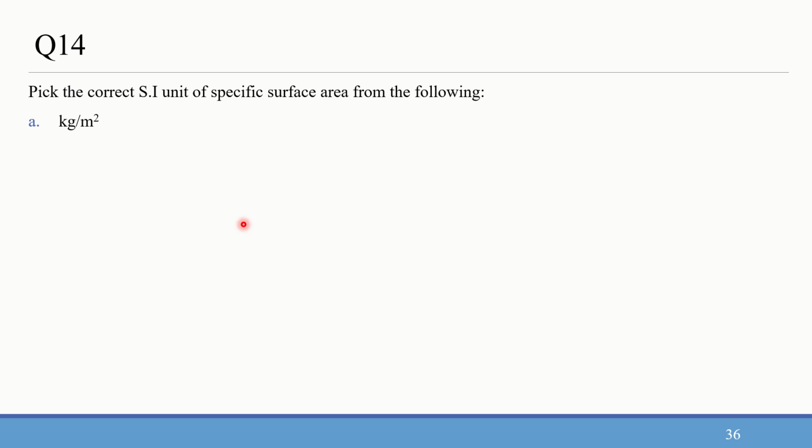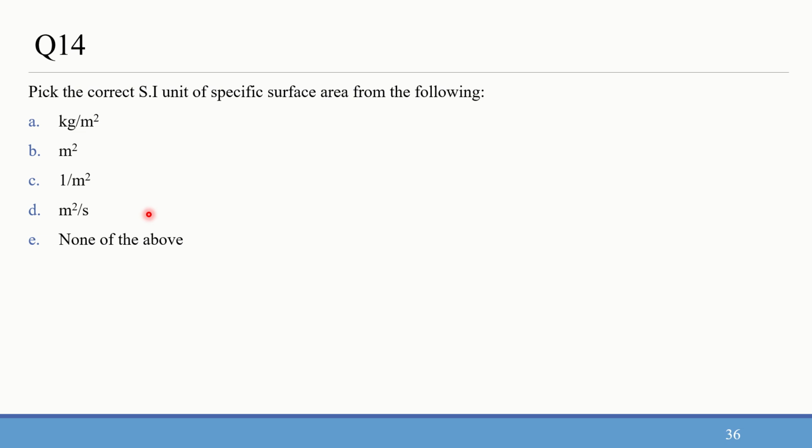So in question 14, what are we asked to do? We are asked to pick the correct SI unit of specific surface area from the following. So it is meter square, and mass will be in kg. So meter square per kg. Option A, kg by meter square. Option B, meter square. Option C, 1 by meter square. Option D, meter square per second. Option E, none of the above.